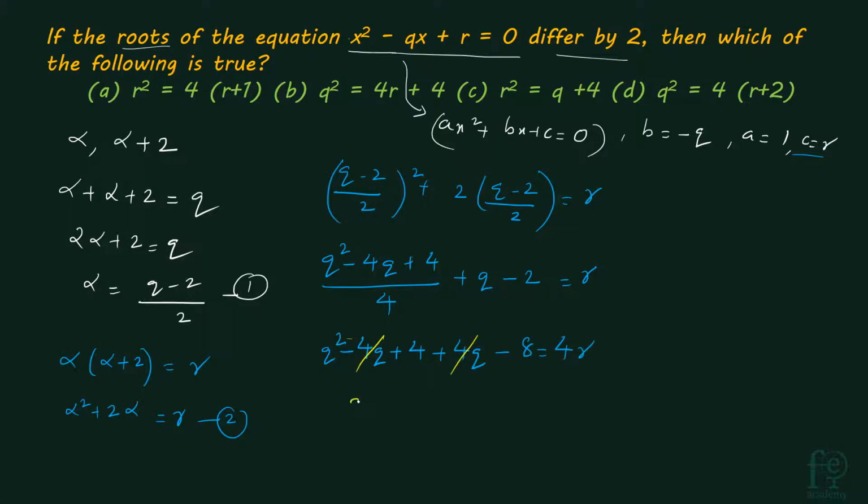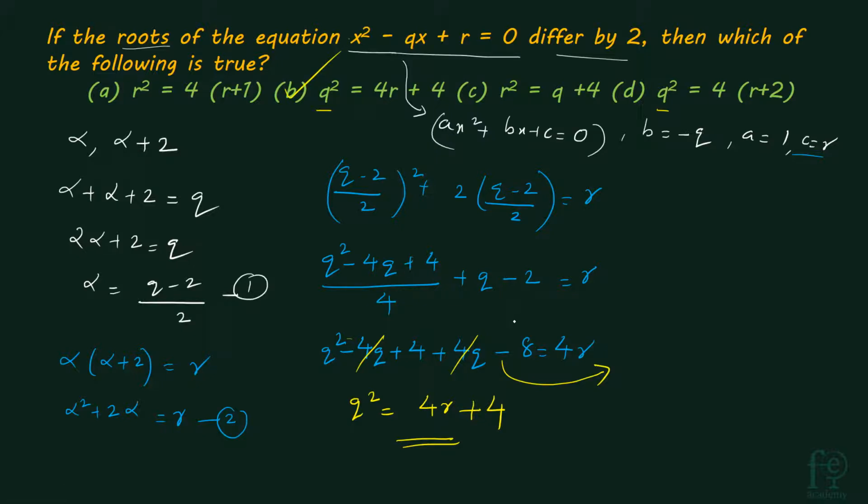So what you will be getting? Here you can see some expression starting with q square is coming, so let's write in that format. Q square is equal to 4r. Here minus 4 will come, and this minus 4 when going to the other side will become plus 4. So q square is equal to 4r plus 4. We are having that equation here. So B is our answer.